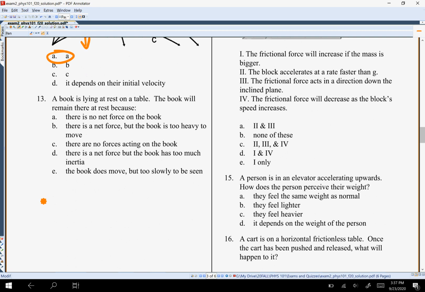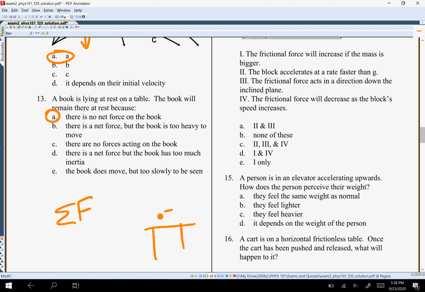A book is lying at rest on a table. The book will remain there at rest because an object will stay in its current state of motion, whether it's moving at a constant velocity or stationary, unless a net force acts upon it. So if it's not moving at all, that means there is no net force acting on the book. Remember, the net force is the sum of all the forces.